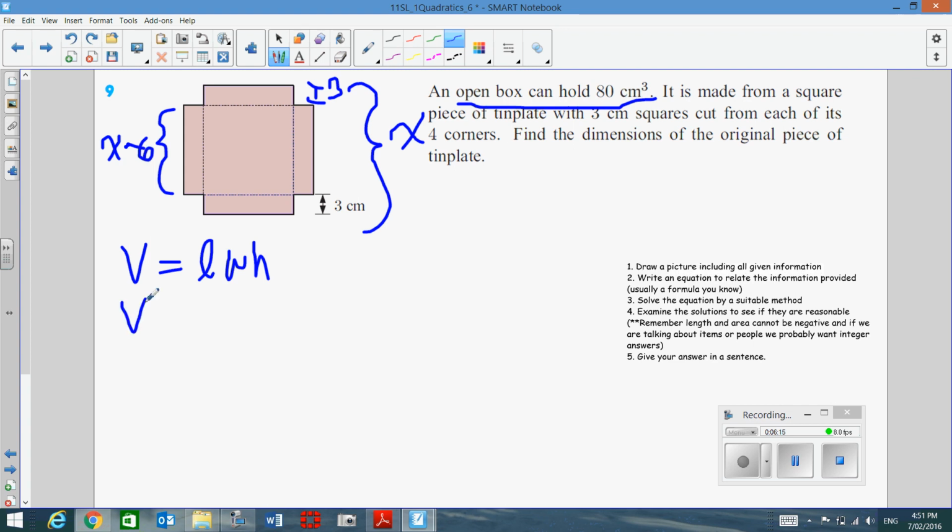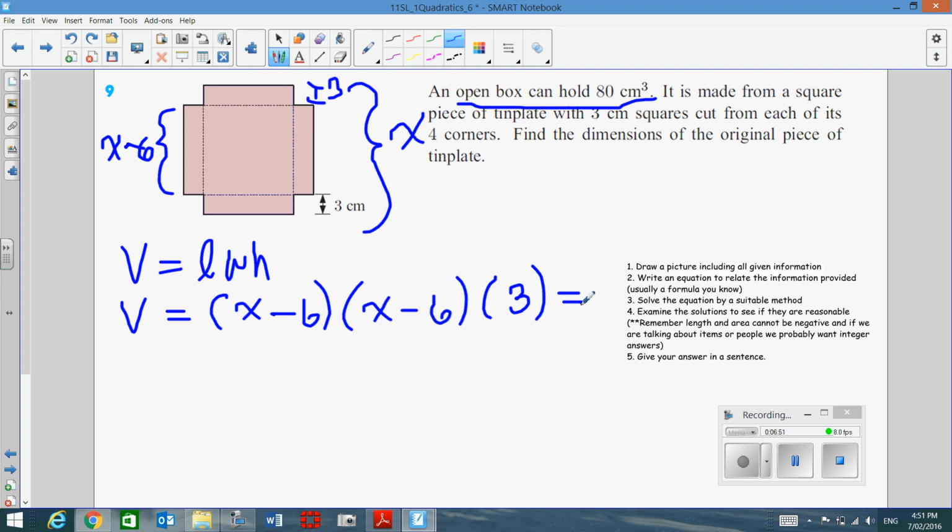So if I wanted to write an equation for my volume, since it says it's 80, that's the only information they've given us, I know that my volume is needed here. So the length is going to be x minus 6, and the width is also x minus 6. And the height is that little piece that's been folded up, which is exactly how much you cut out. So that's actually 3. At this point, I would try to expand this and see what method you might use to solve this equation when you set it equal to the 80 centimeters that you were told the volume actually holds.